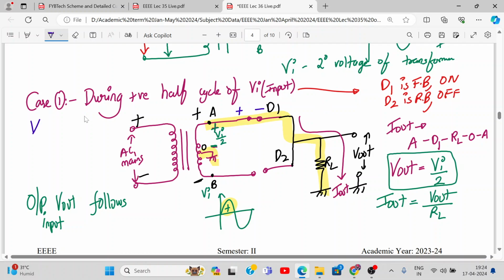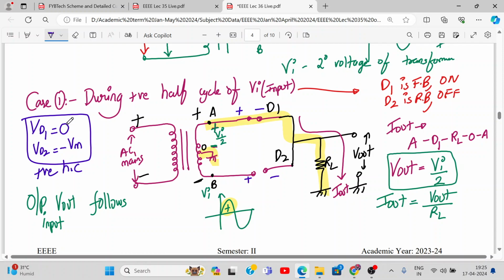It is a short circuit. So VD1 is zero, since it is a short circuit. What about VD2? Here it is plus, here it is negative. This is minus here, this is plus here. So it will be minus Vi by 2, which is minus Vm. Correct? This is during the positive half cycle.